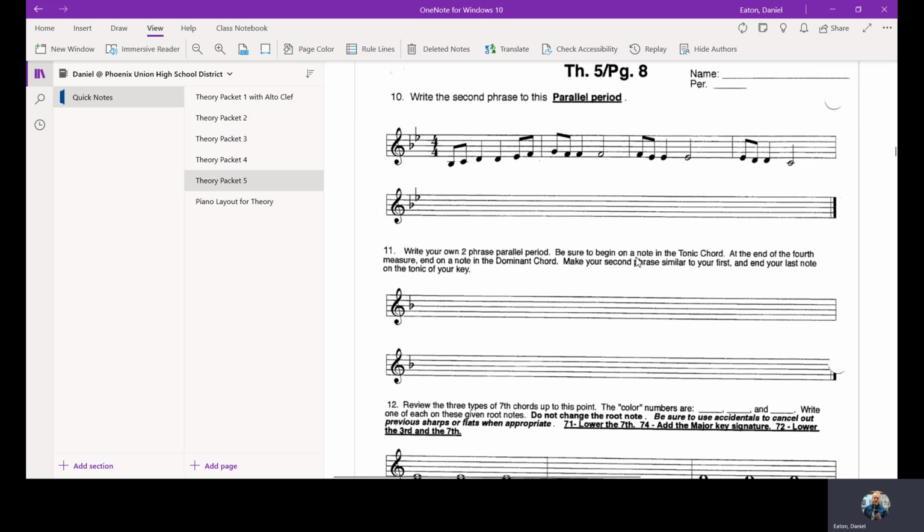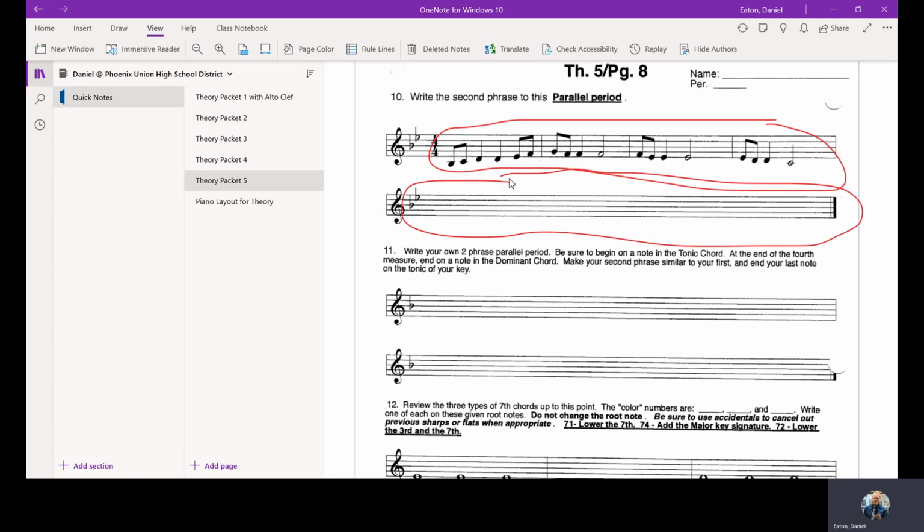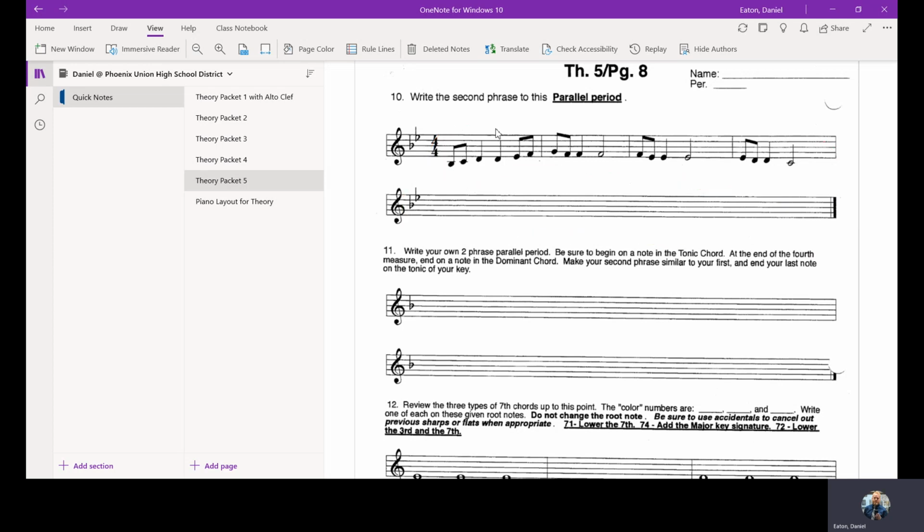Write the second phrase to this parallel period. Okay, so again, it's giving you the first part of this, the question, the antecedent, then you're going to write the consequent here. Whenever it's talking about parallel periods, you want to keep the same rhythmic structure. So you should have 2 eighth notes, quarter note, 2 eighth notes, next measure, eighth note, quarter note, half note, next measure, and so on. Keep it the same, but again, you want to make sure that the last note here is probably whatever the tonic for this is, okay?